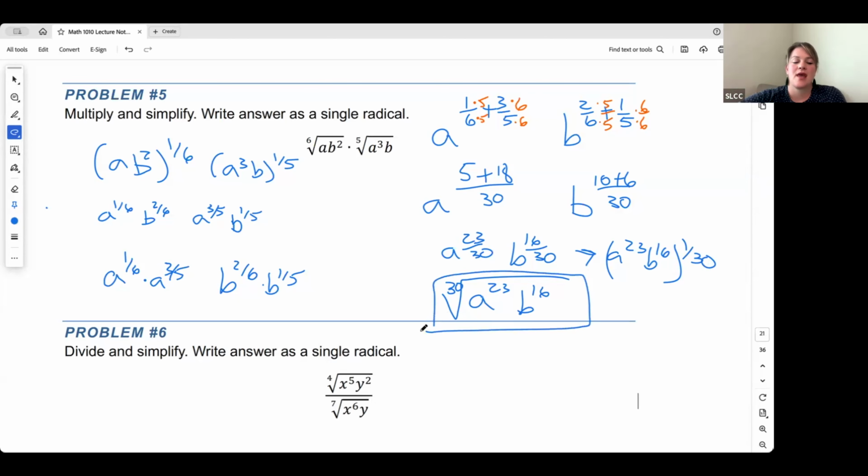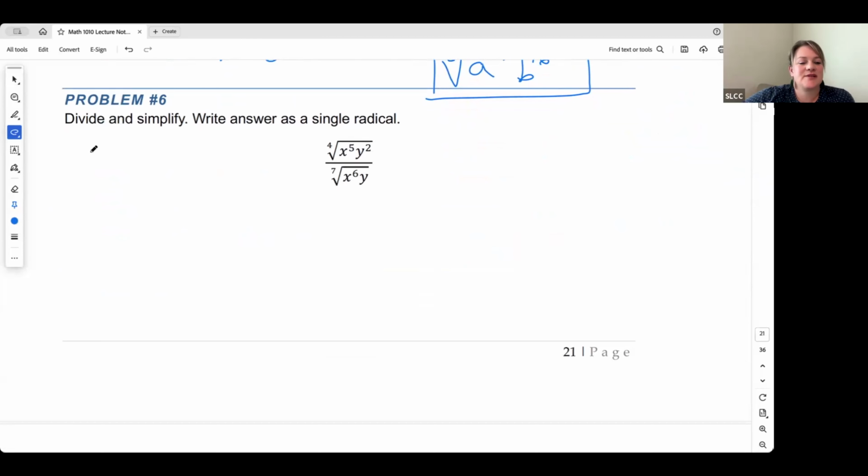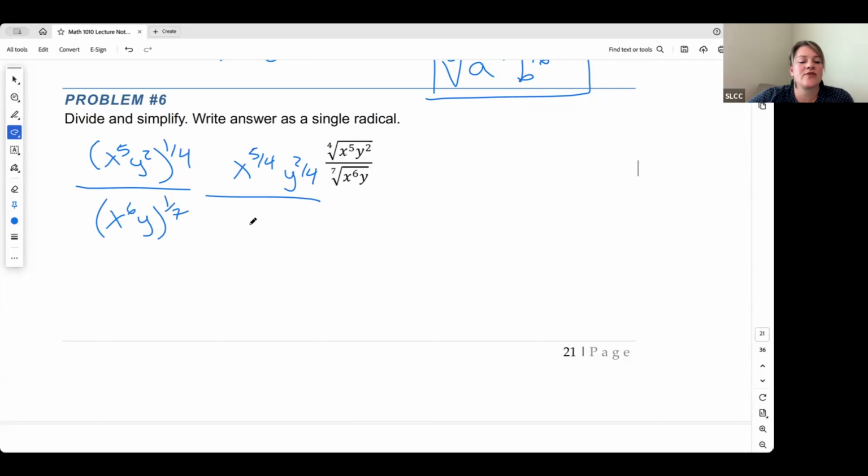Awesome. Let's try number 6. All right, number 6, we have x to the 5th y squared raised to the 1/4 power divided by x to the 6th y raised to the 1/7 power. Go ahead and distribute. So x to the 5/4, y to the 2/4 over x to the 6/7, y to the 1/7. Now I want to consider my x's and my y's.